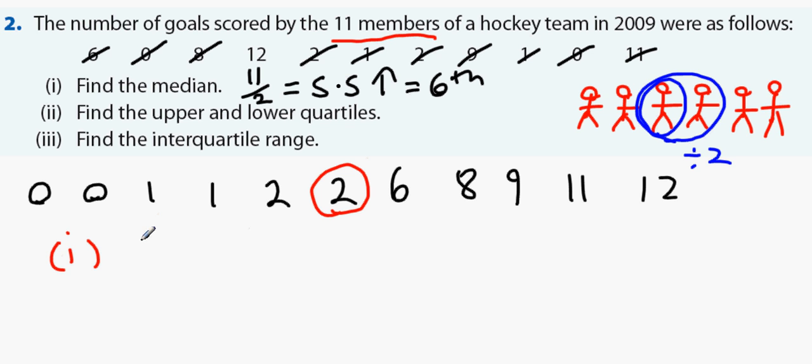Okay, the next one, find the upper and lower quartiles. The lower quartile is referred to as Q1, and the lower quartile is basically who is 1/4 of the way up. So we divide 11 by 4.